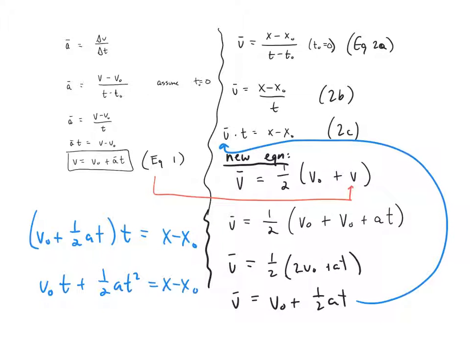If we start at the origin, this drops off. And then it becomes very familiar. x equals v0t plus 1/2 at squared. That's the common one you've always seen. If it doesn't start at the origin, we have an initial position to take into account.